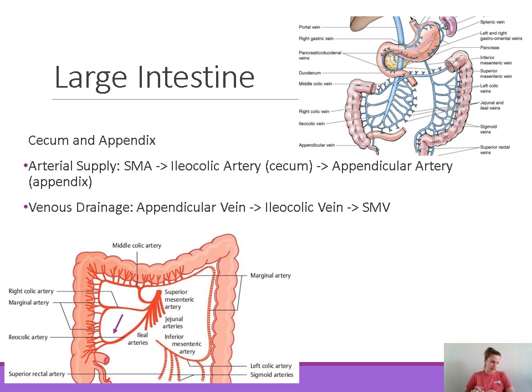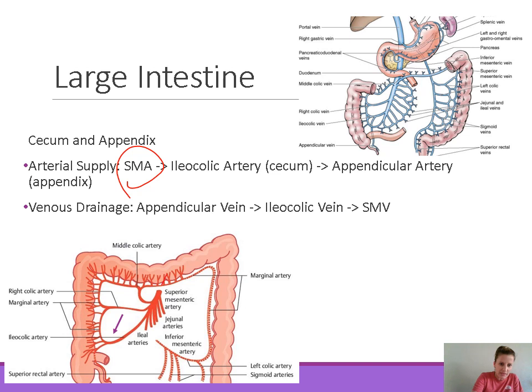Here you guys can see arterial supply and venous drainage going to the cecum and the appendix. Arterial supply originates at the superior mesenteric artery. SMA is the superior mesenteric artery, which remember is like the second big branch off of the abdominal aorta. So you go celiac trunk, and then underneath that we'll see the superior mesenteric artery.